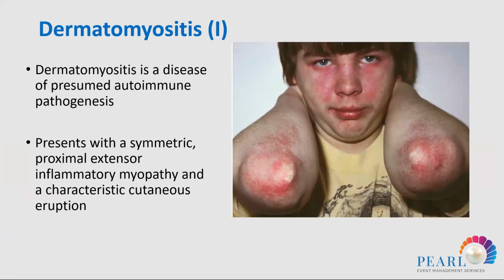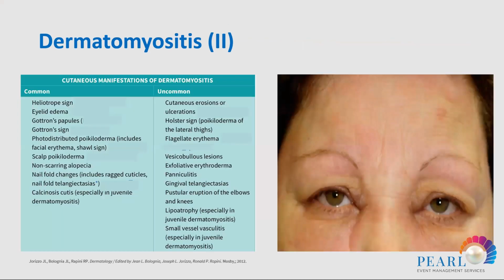Moving on to dermatomyositis, it's a disease of presumed autoimmune pathogenesis. Here, patients present with a symmetric proximal extensor inflammatory myopathy and characteristic cutaneous eruption. Keep in mind, not all patients with dermatomyositis will have myopathy because we have amyopathic dermatomyositis. So that's why autoimmune workup in those patients is important.